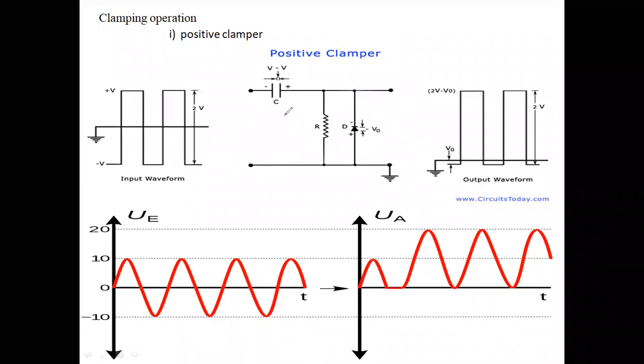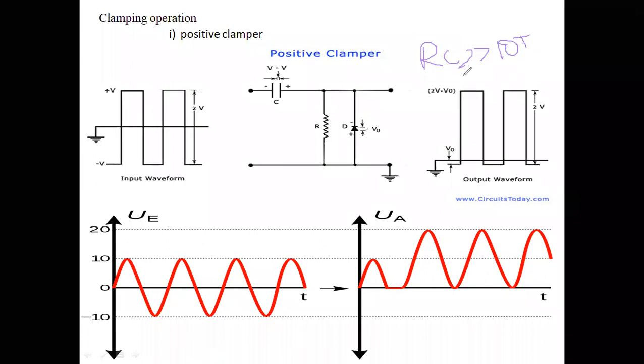Before knowing the circuit operation, you have to consider one assumption, the time constant. The time constant of the circuit is nothing but R into C. The time constant of the circuit should be very large, nearly 10 times the time period of the input signal.